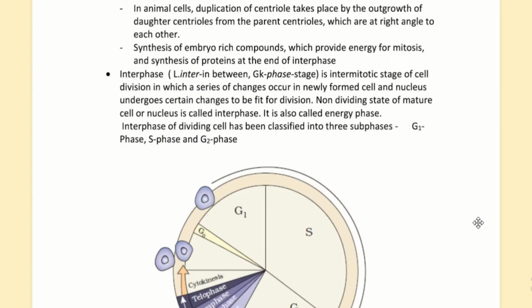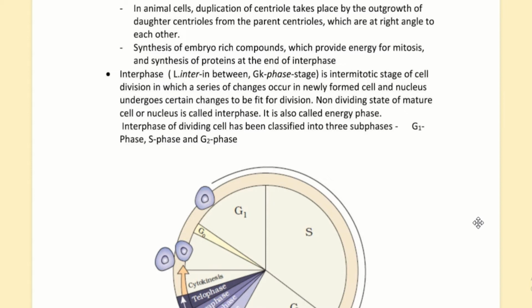Interphase is the intermitotic stage of cell division in which a series of changes occur in a newly formed cell and the nucleus undergoes certain changes to be fixed for the division. The non-dividing state of a mature cell or nucleus is called interphase. It is also called the energy phase.